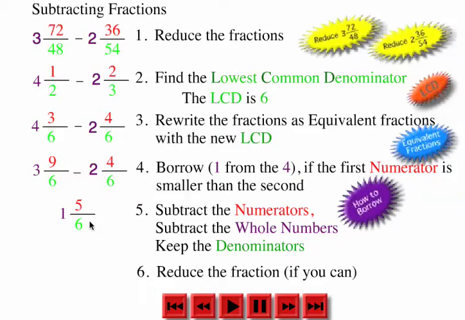Okay, that's it. So the 6 steps: 1, reduce the fractions; 2, find the lowest common denominator; 3, rewrite the fractions as equivalent fractions; 4, borrow if you need to; number 5, subtract the whole numbers, subtract the fractions; and 6 is reduce.